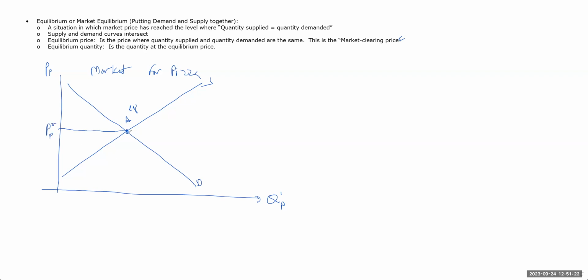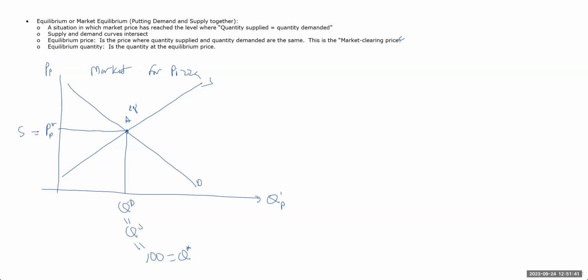P star, that's the price, the unit price. And that's the price that sets quantity demanded equals quantity supplied. Let's say it's $5 a slice, and it's at 100 slices. And that's what we call Q star.